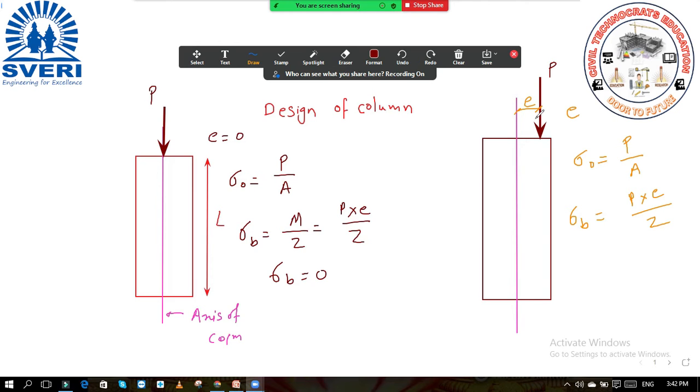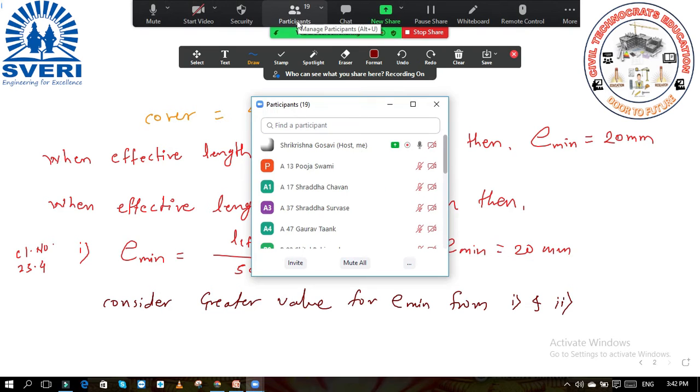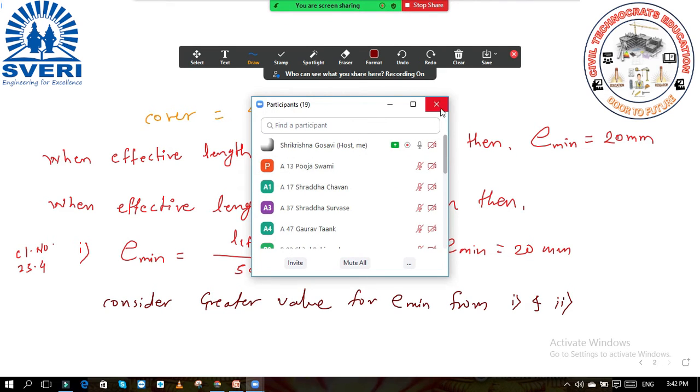When the effective length of the column is not given, at that time you should take E minimum as 20 mm. This is also specified by the IS code. And when the effective length of the column is given, then you have to use these two, 1 and 2. You have to calculate the E minimum by using the formula, and the minimum value for E minimum is 20 mm. So the greater value from these two you should consider as E minimum. And the actual eccentricity E should be greater than E minimum.